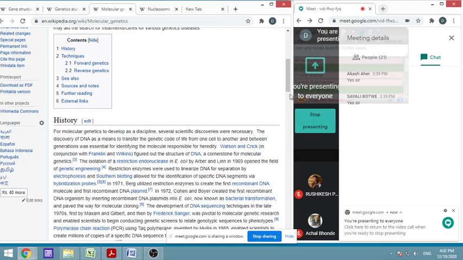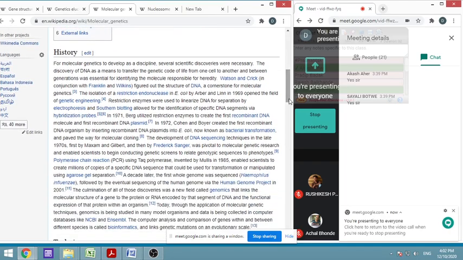Then next are the recombinant DNA molecules. That is, as I told you, a technology.